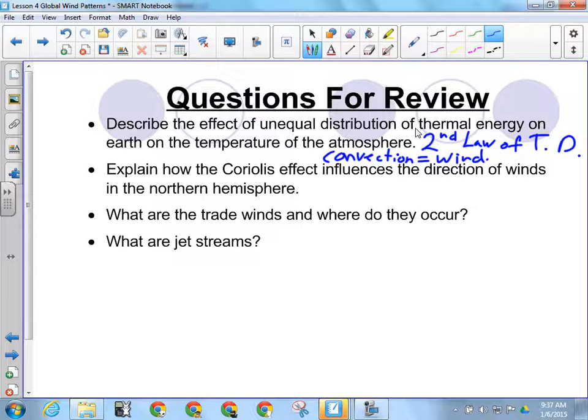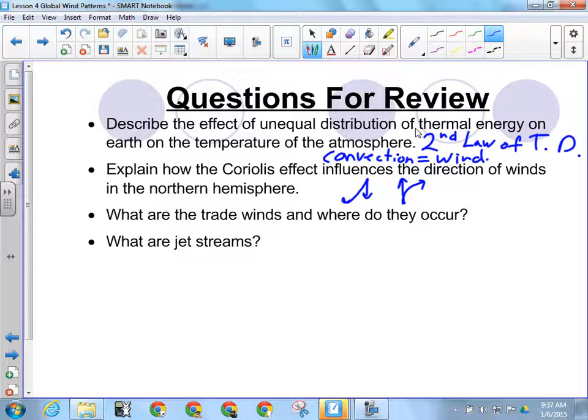All right, explain how the Coriolis effect influences the direction of winds in the northern hemisphere. Well, it deflects them as they move from north to south. They get deflected to the west. If they're moving from south to north, they get deflected to the east. A wind that is blowing east is called a westerly.